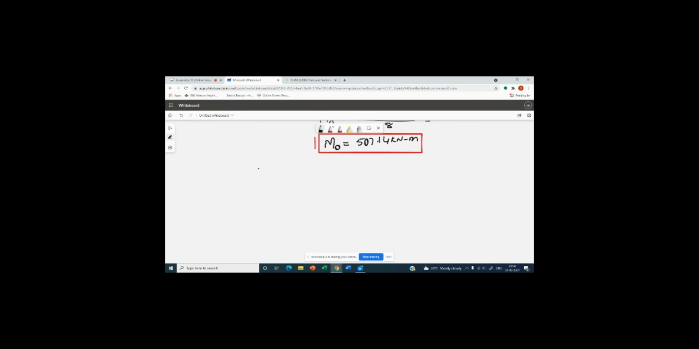Now this has to be distributed. Out of the total bending moment, you have to take the share of negative bending moment and the share of positive bending moment, again as per IS clause 31.4.3.2.